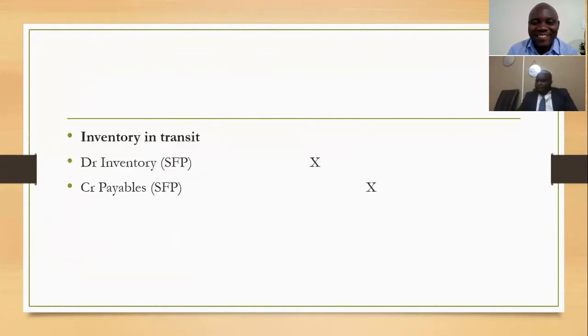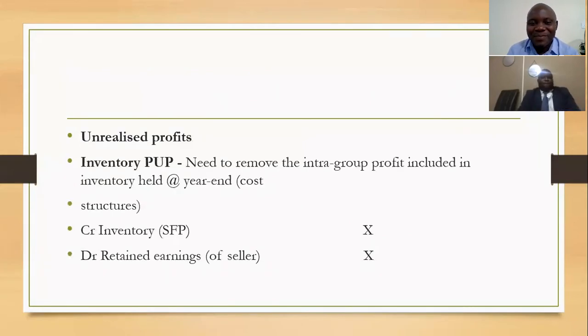So that is how the transaction is going to be done. Then you also have unrealized profit. Here, this is what we are saying: inventory PAP, which is provision for unrealized profits.